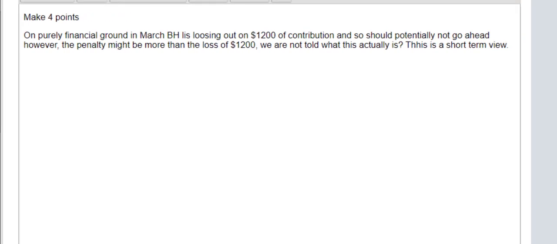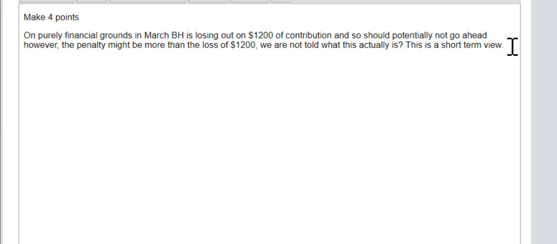So first of all, on purely financial grounds, in March, BH, I've put for short, Bellahouston, is losing out, my spelling's terrible, which I'm proving to you is okay, is losing out on the 1,200 of contribution, and so potentially should not go ahead. However, the penalty might be more than the loss of that. We are not told actually what it is. This is a very short-term view. So we've put forward the side on financial grounds. So now let's have a look at it based on the non-financial factors.